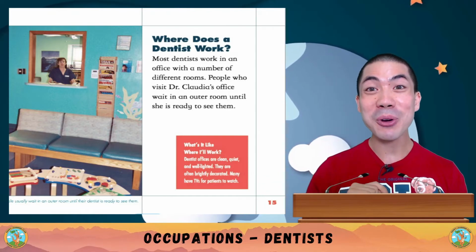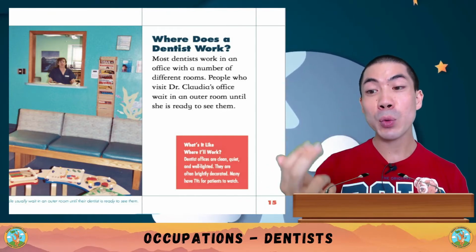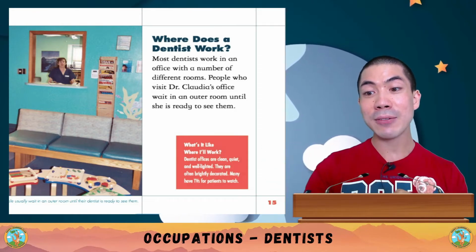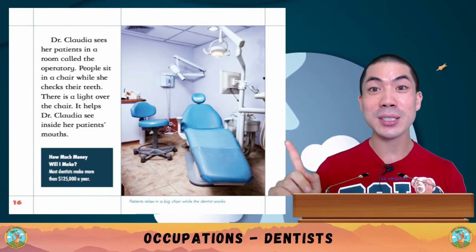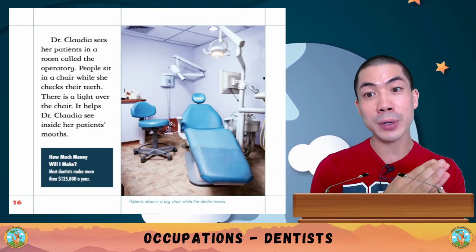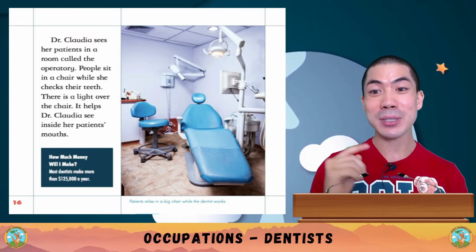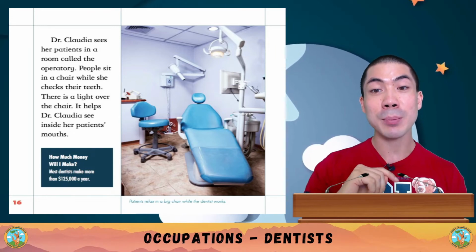What's it like where I work? Dentist offices are clean, quiet, and well lighted. They are often brightly decorated, and many have TVs for patients to watch. Dr. Claudia sees her patients in a room called the operatory. People sit in a chair while she checks their teeth. There is a light over the chair. It helps Dr. Claudia see her patients' mouths.